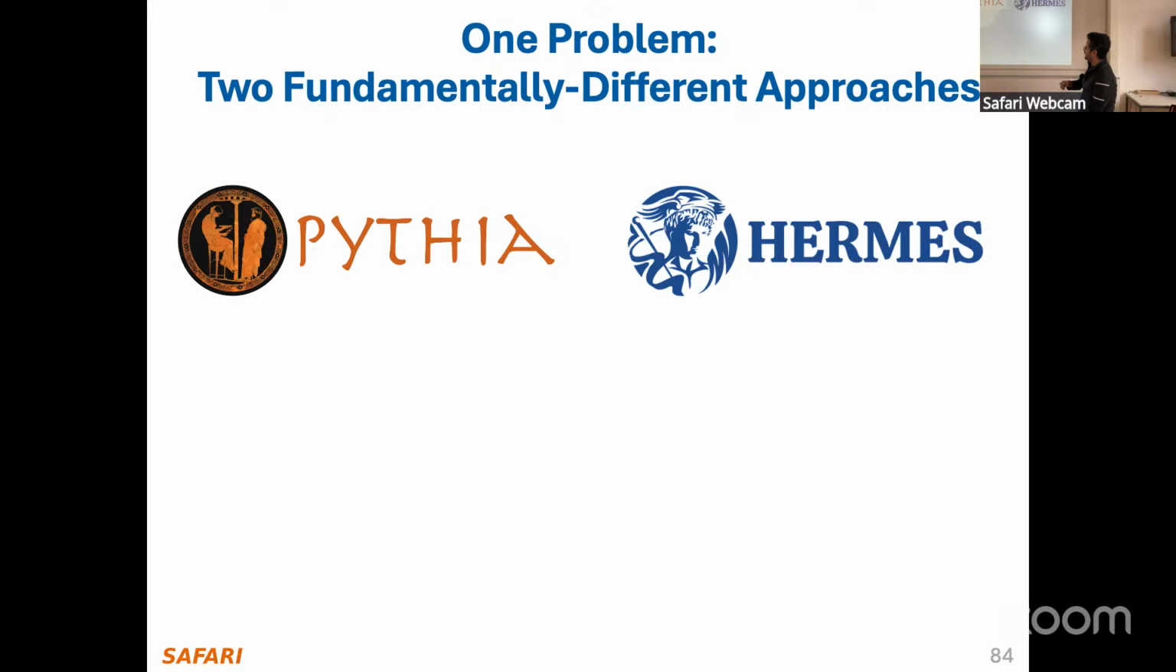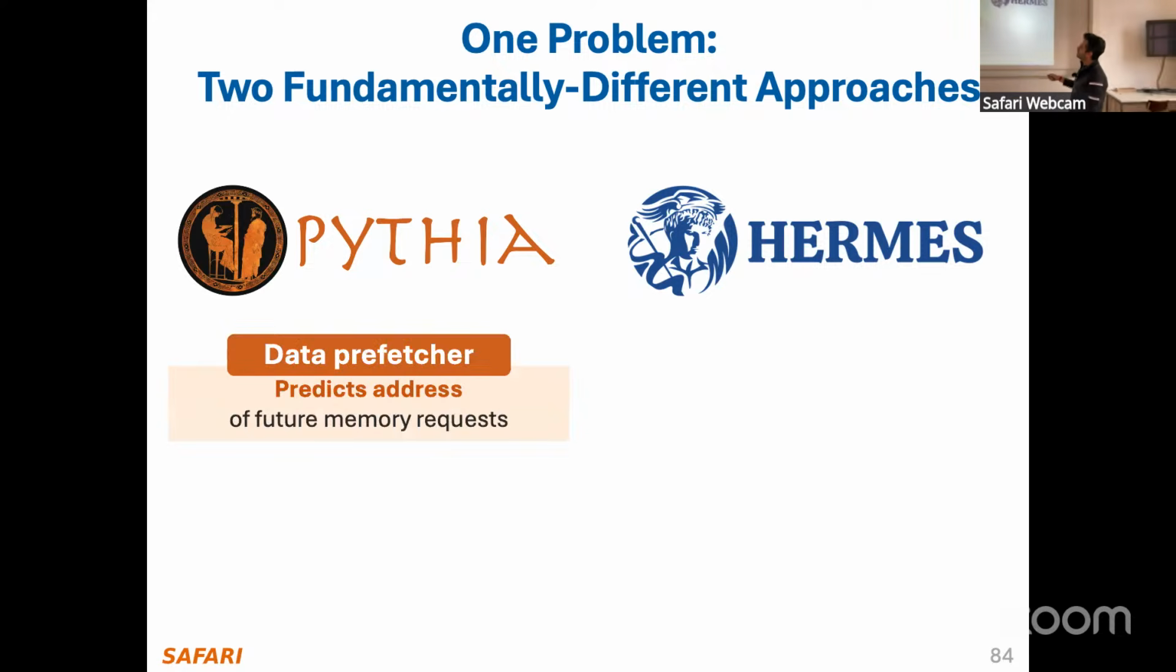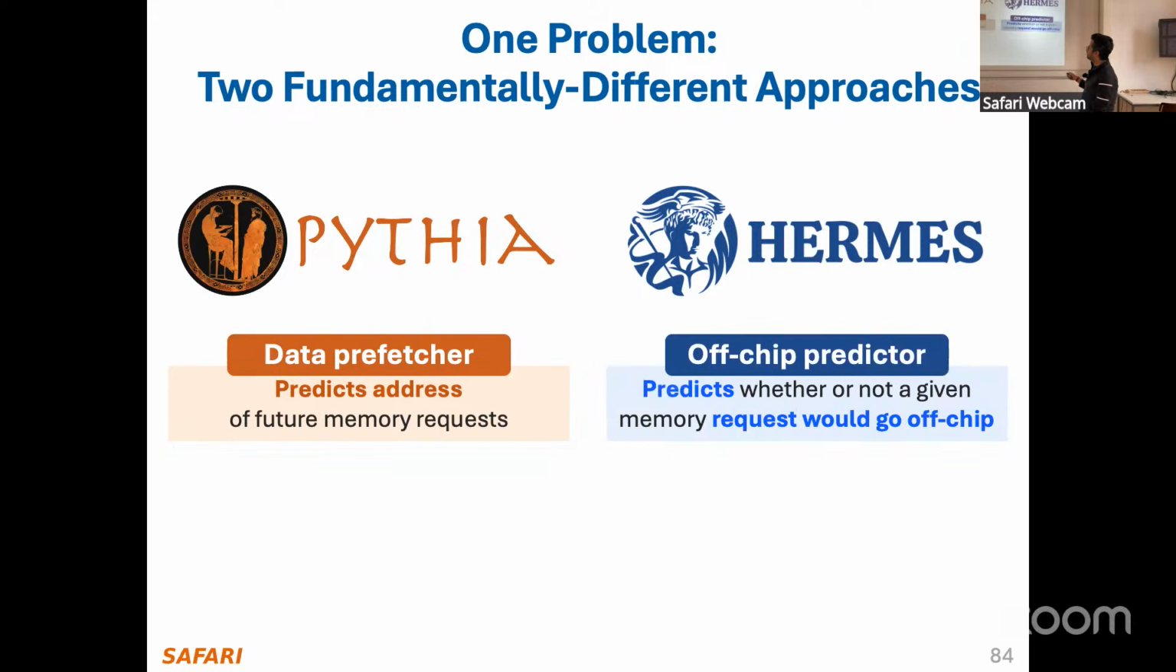So what I just foreshadowed: I showed you Pythia, I showed you Hermes. Both of these are targeted towards the same thing. Memory latency is the problem. Let's try to do something. They take different approaches. Pythia is a data prefetcher that predicts addresses. Hermes is an off-chip predictor that does not predict addresses, but predicts which request would go off-chip. So it's like you are aiming big, but if you miss, you are also missing big.